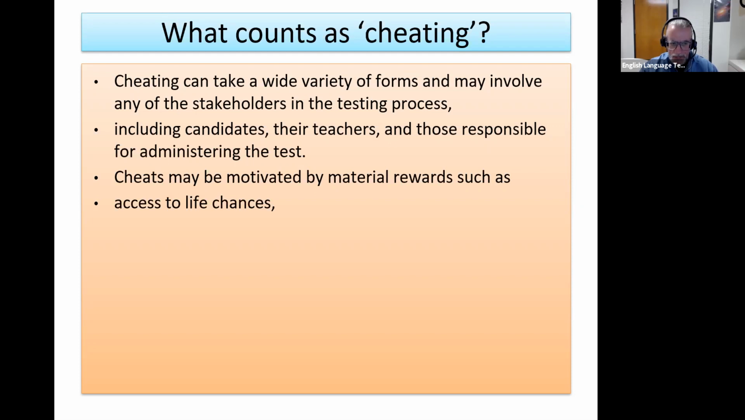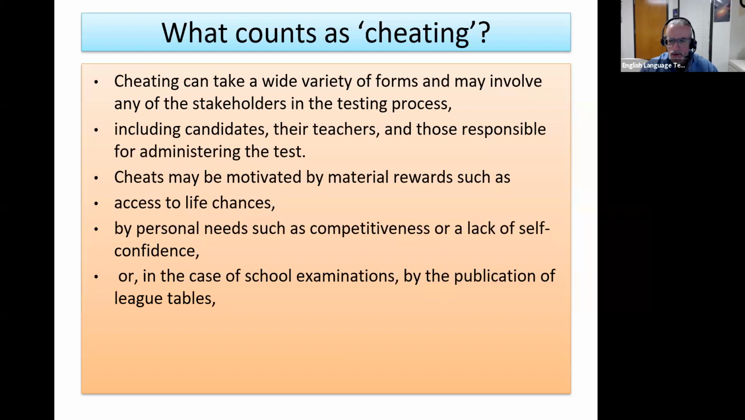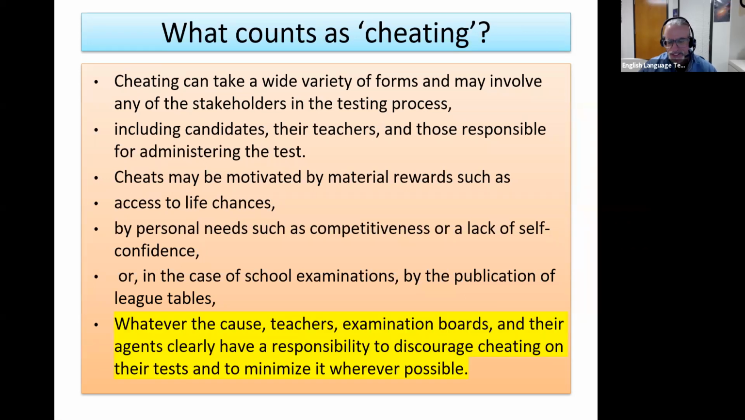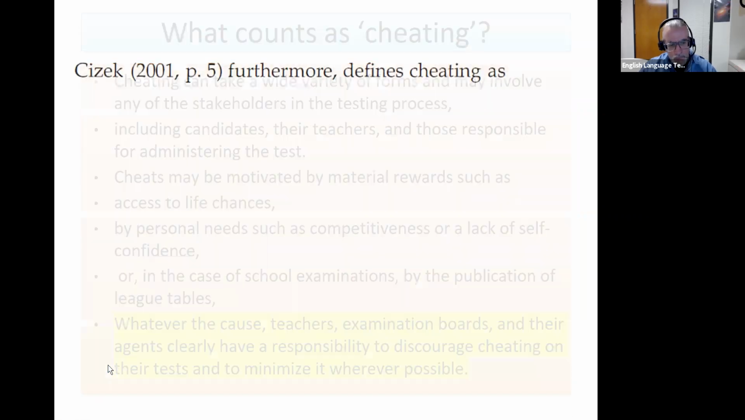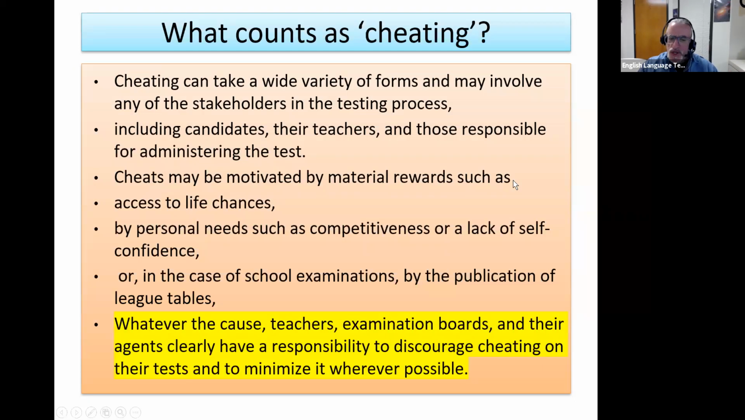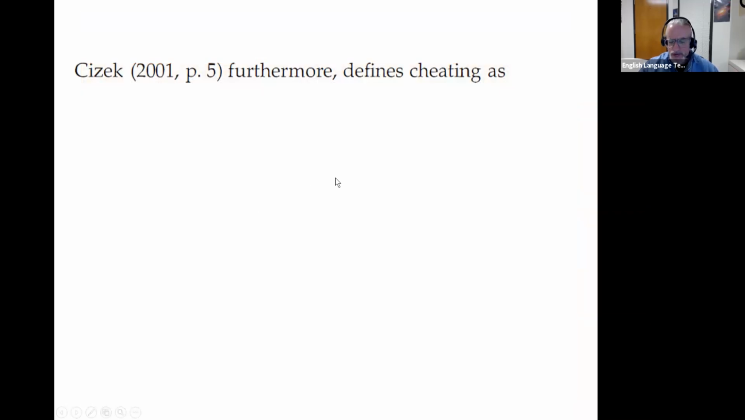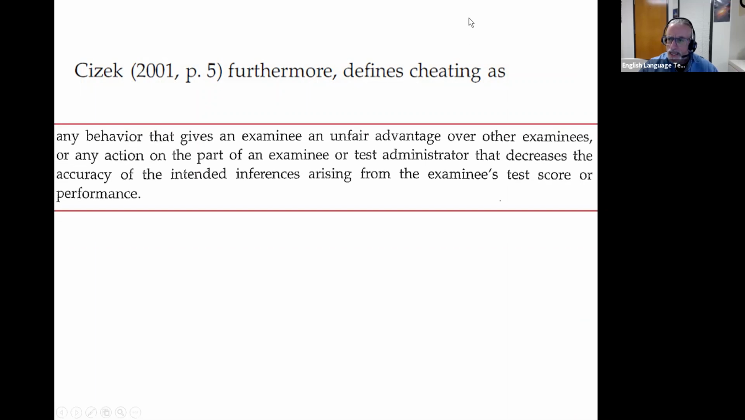So cheaters may be motivated by access to life chances, personal needs for competitiveness or lack of self-confidence. And yeah, in the case of school exams, sometimes there's publication of league tables. And he says that whatever the causes, exam boards and agents have that responsibility to discourage cheating on tests and minimize cheating whenever possible. We get one more definition in that article from this person, and it notes that it gives an examinee this unfair advantage over other people. Okay, and that's a good point to underline.